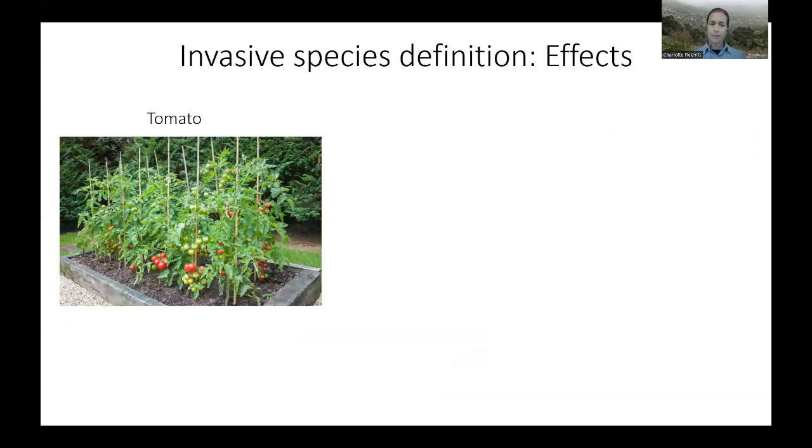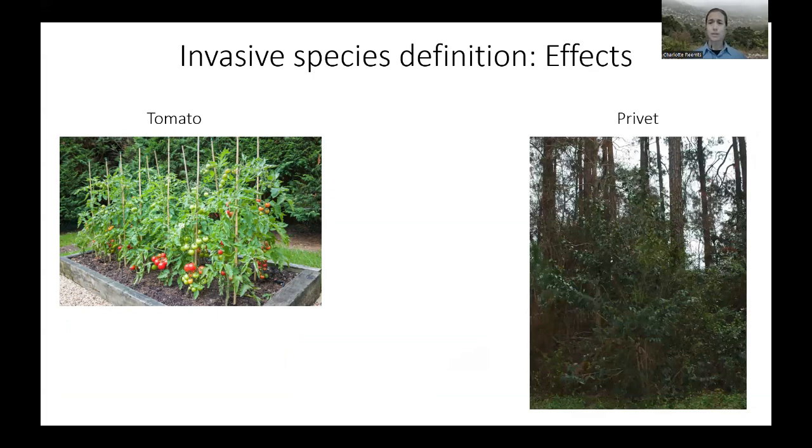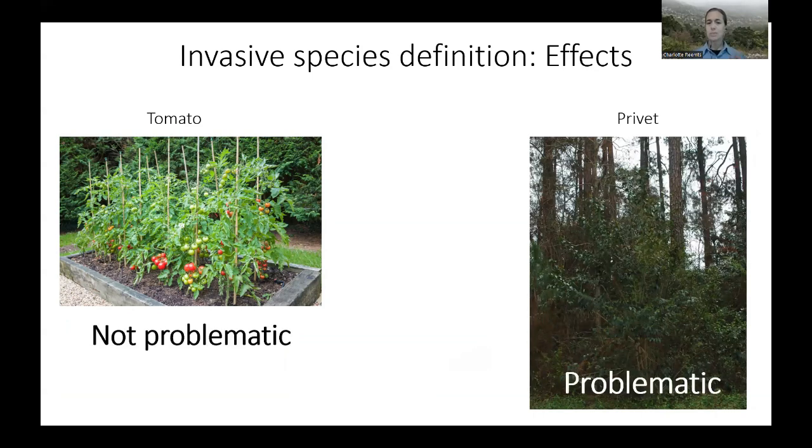At least in my vegetable gardens, tomatoes get pretty rambunctious. They kind of get all floppy and they grow all over the place. But I don't generally see the tomato spreading into my lawn or my flower beds. Now, privet is a whole different story. I see privet all over the place, growing in places where people did not plant it and in places where we don't want it. And so this is the second part of the definition. An invasive species needs to be problematic in natural areas. And that is what makes the privet invasive and the tomato not invasive.